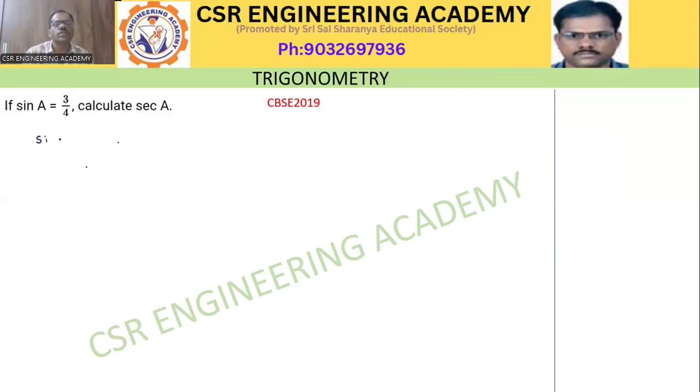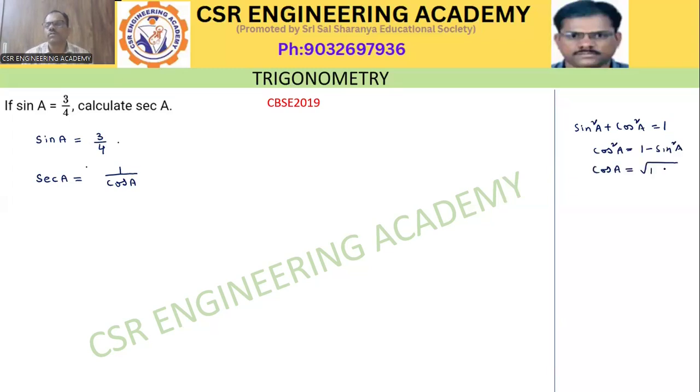Now the second method. Given sin A is equal to 3 by 4. Secant A is equal to 1 by cos A. Sin square A plus cos square A is equal to 1. Cos square A is equal to 1 minus sin square A. Cos A is equal to root of 1 minus sin square A.